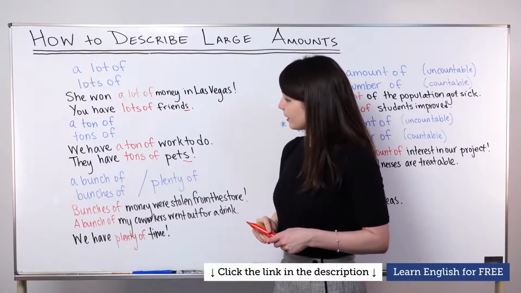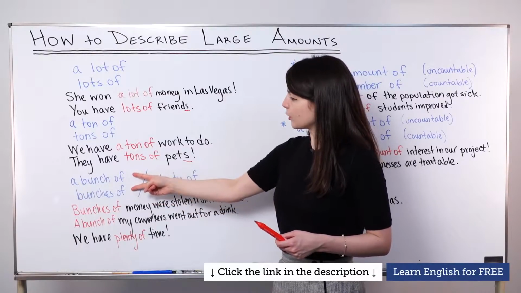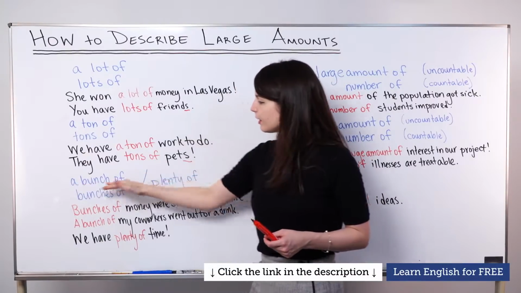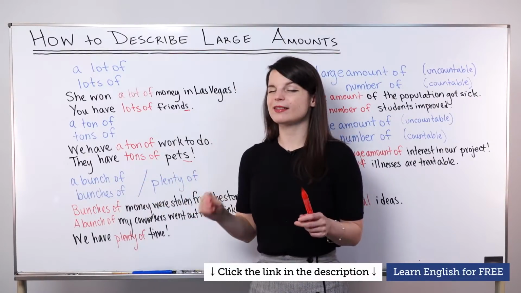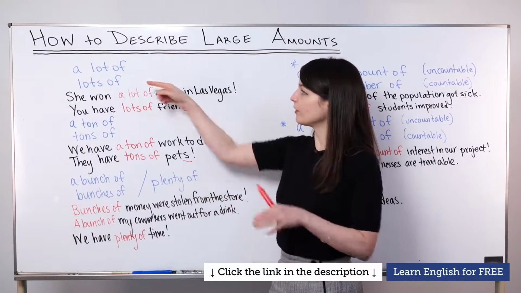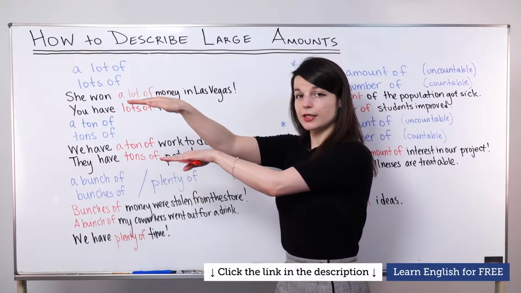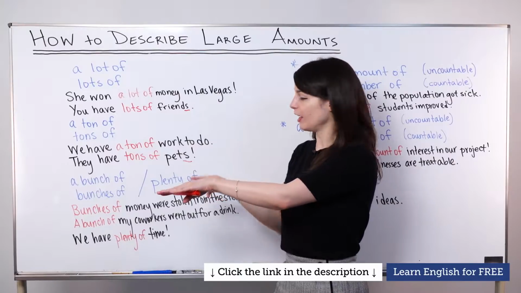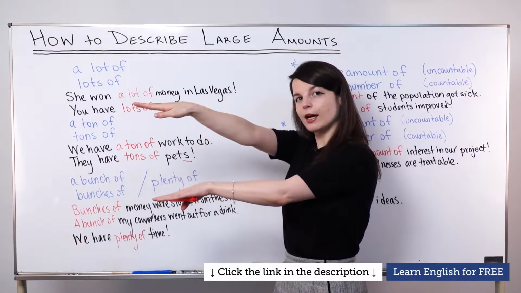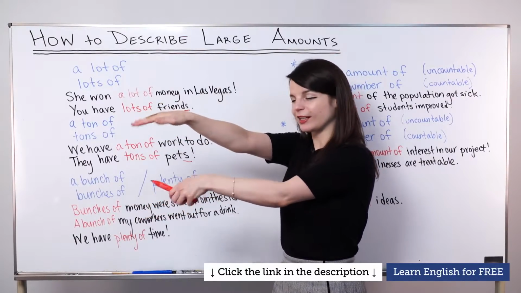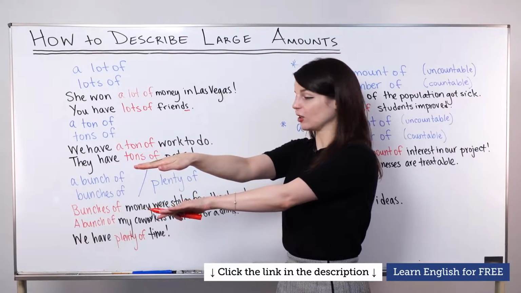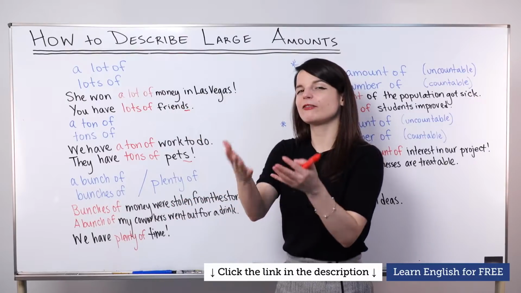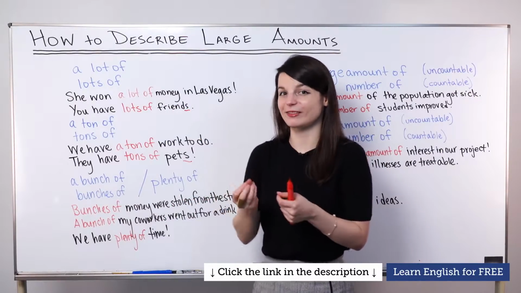Okay, let's continue on to this next group. There are actually 3 here because I feel that these expressions are all about the same level. So we have a bunch of, or bunches of, or plenty of. For some people, this one might come between tons of and a lot of. For some people, it might be a little bit further down. You have to feel for yourself what this means.